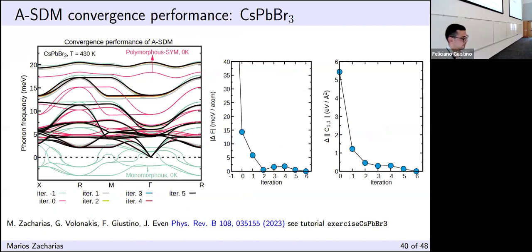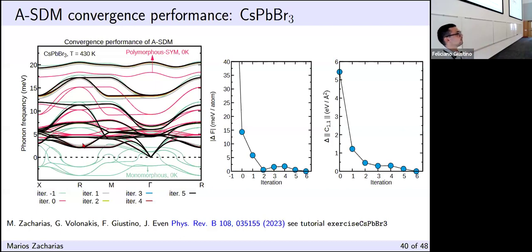Here is the convergence performance using the example of cesium-lead bromide. With green, again, we have the phonons for the monomorphous structure, the harmonic approximation of the high symmetry system. We get a lot of instabilities. So cesium-lead bromide is a strongly anharmonic material. And then we get the phonons of the polymorphous structure, which is represented by the red line. And then we start doing the iterations. Here, the first iteration is the gray line, which is not quite visible here. And this is good, actually, because this says that even from the first iteration, we are almost converged.